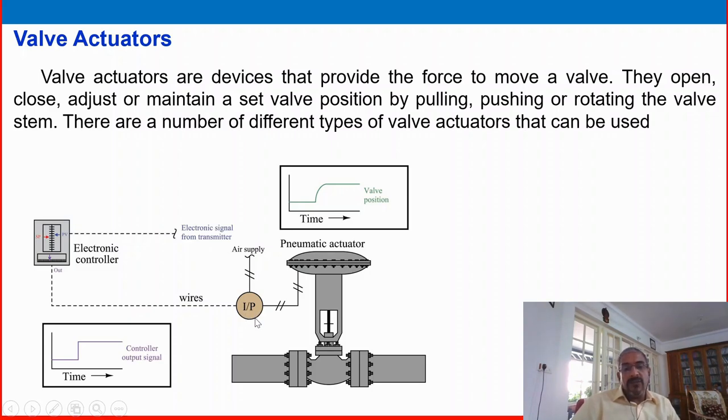Current to pneumatic converter. And for the pneumatic converter transducer, we need a suitable compressed air supply that we give separately to this converter. So the air supply and control signal will calibrate and adjust and produce a suitable output to the actuator. Then how much opening or closing, or how much adjustment is recommended from the controller output?